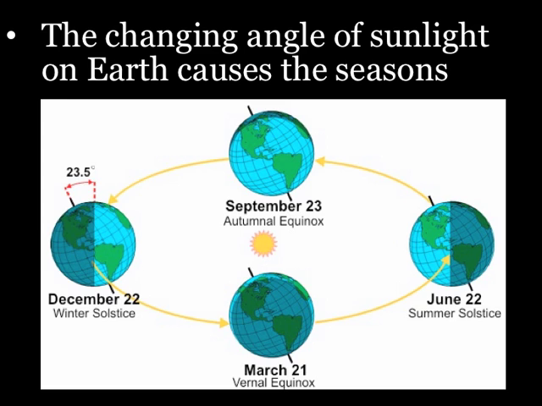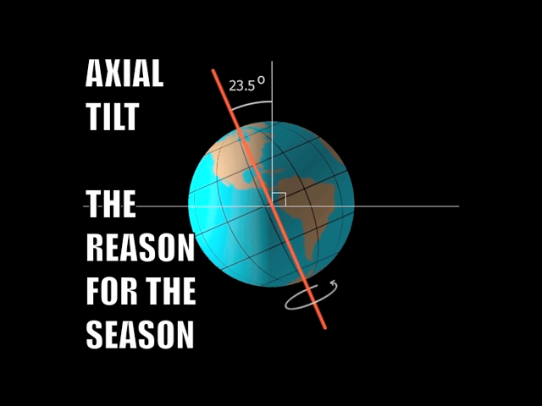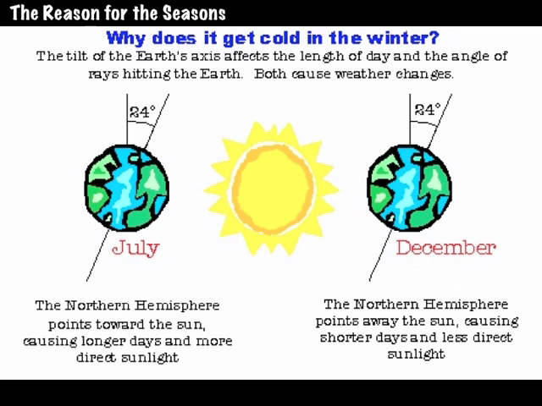Axis tilt is the reason for the season, and the axis tilt is 23.5 degrees. As the Earth revolves around the sun, the axis tilt, that big red line in the middle, doesn't change, but the position around the sun changes. So it looks like the axis tilt changes, but it's just how it's moved as it revolves around the sun. The reason for the season.